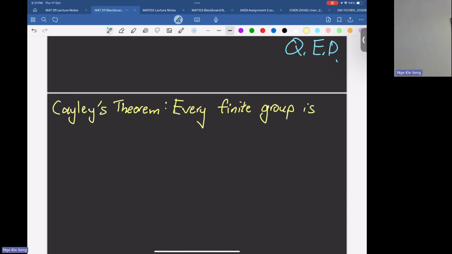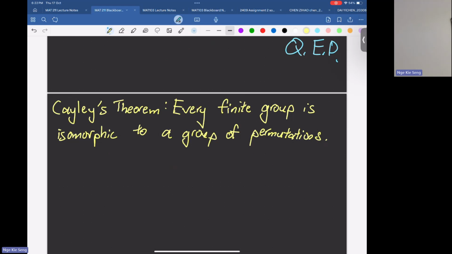So we're going to prove that every finite group is isomorphic to a group of permutations. Do you still remember what a finite group means? Finite refers to what? How many elements are inside the group? It is finite. You can count. So if you have a finite group, it is isomorphic to a group of permutations.